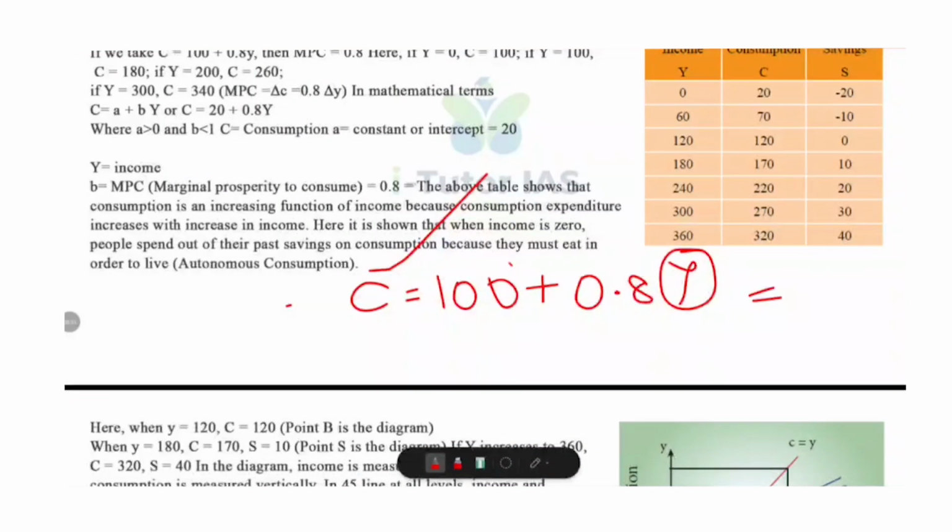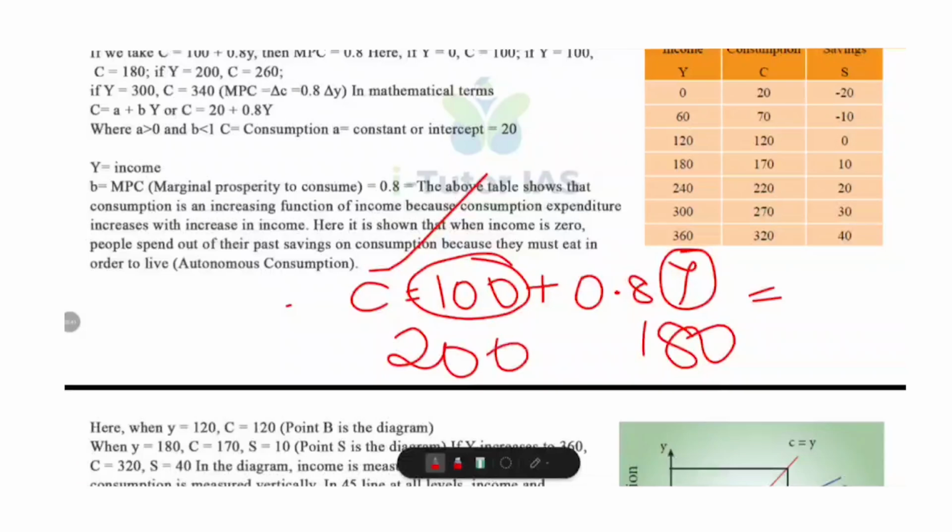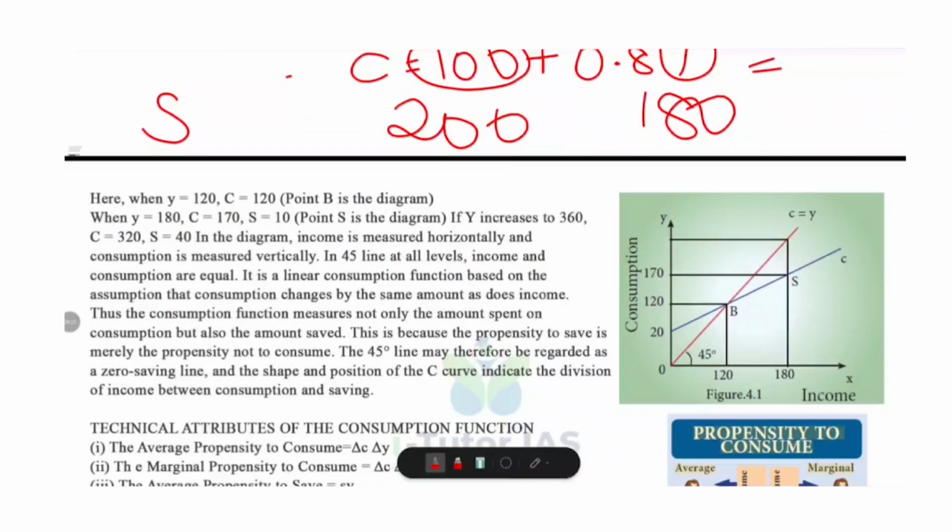If income increases to 100, what happens? Consumption becomes 180. When income increases to 200, consumption becomes 260, and so on. So this shows that consumption rises as income rises, but not at the same rate. People save a small portion of their income as it increases.